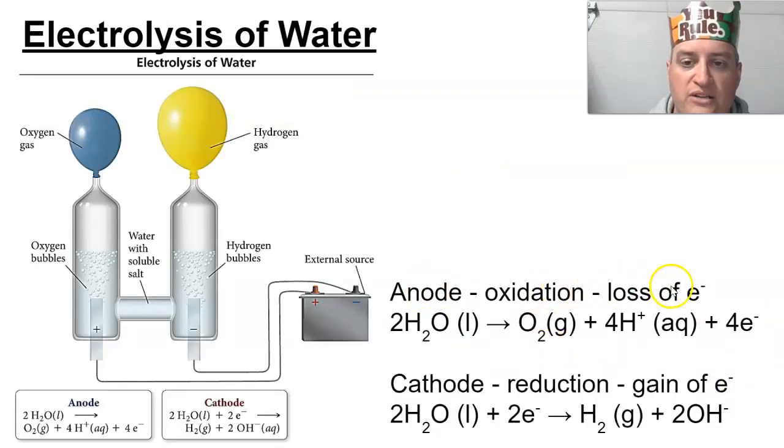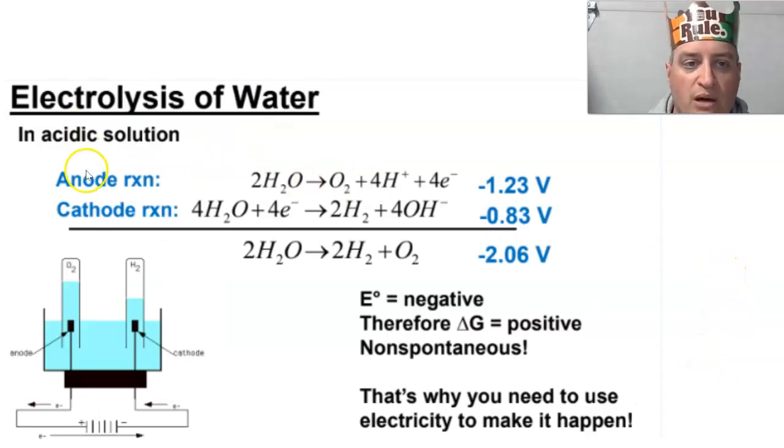Anode, oxidation, right? Because this is becoming oxidized. Loss of electrons. And cathode is the reduction, gain of electrons. Okay. So the electrolysis of water, if we were to look at that, anode reaction, where we have it being oxidized, negative, where it's being reduced, negative. And again, your E should be negative, therefore not spontaneous. That's why you throw the electricity through there in order to have it work.